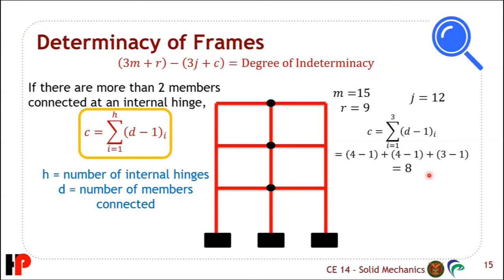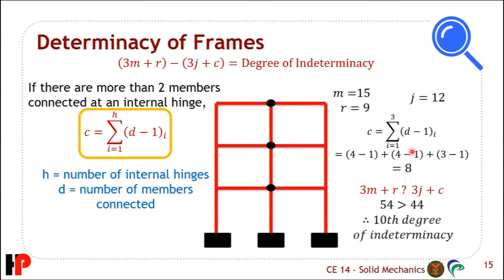So, then we count again 3M plus R to 3J plus C. So, 3M plus R, 45 plus 9, that would be 54. 3J plus C, 36 plus 8, that would be 44. So, this is 10th degree of indeterminacy. So, kahit ganyan lang yung frame, still considered a simple frame, you already have a very high degree of indeterminacy. Paano pa kaya kung ginamit na siya sa bahay? So, kapag bahay na siya, mataas talaga yung degree of indeterminacy. Kaya, very seldom na determinate yung isang frame.